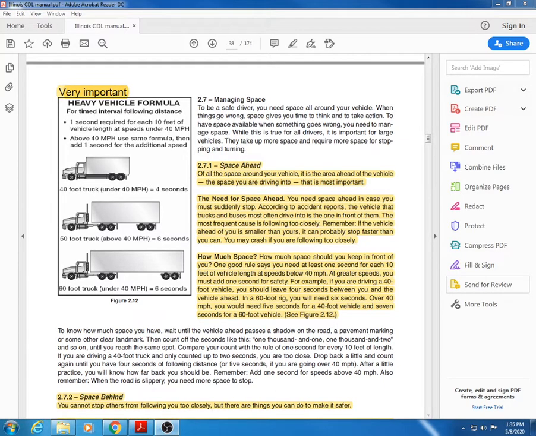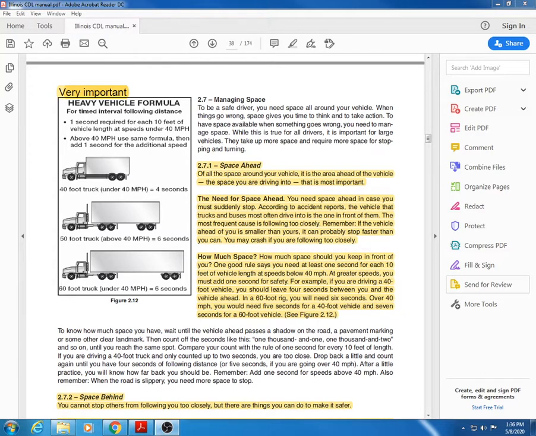Okay, welcome back. We're looking at subsection 2.7, talking about managing space. We're looking at the diagram there on the right, figure 2.12. This is what we're looking at, timed interval as far as following distance is concerned. You need to know this formula for your test.